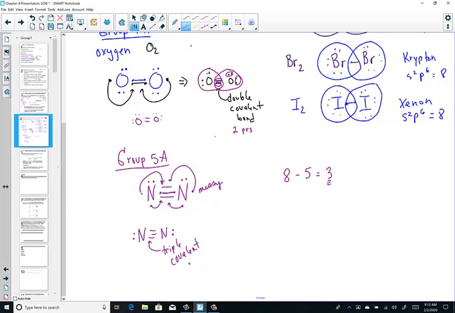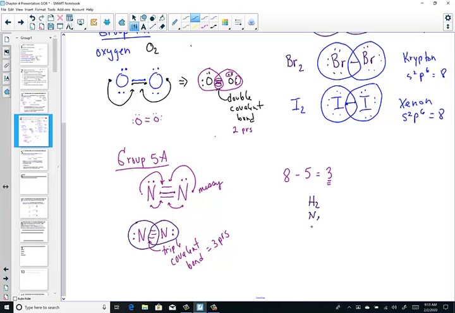3 shared pairs of electrons. So that means 3 lines between the elemental symbols. 3 pairs of electrons being shared. And how I count that, remember a triple bond being shared gives 2, 4, 6, 8 to the nitrogen on the left, 2, 4, 6, 8 to the nitrogen on the right, and we have an octet for both atoms.